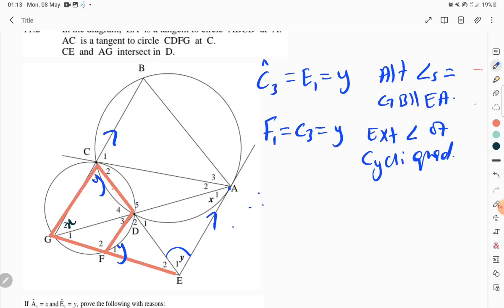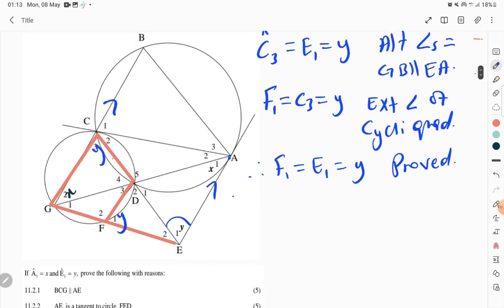So therefore, F1 is now equal to E1. They are both equal to Y, right? We did prove that. You can just say proved, because they are all equal to Y. So you can say that, therefore, AE or EA is actually a tangent to that circle.